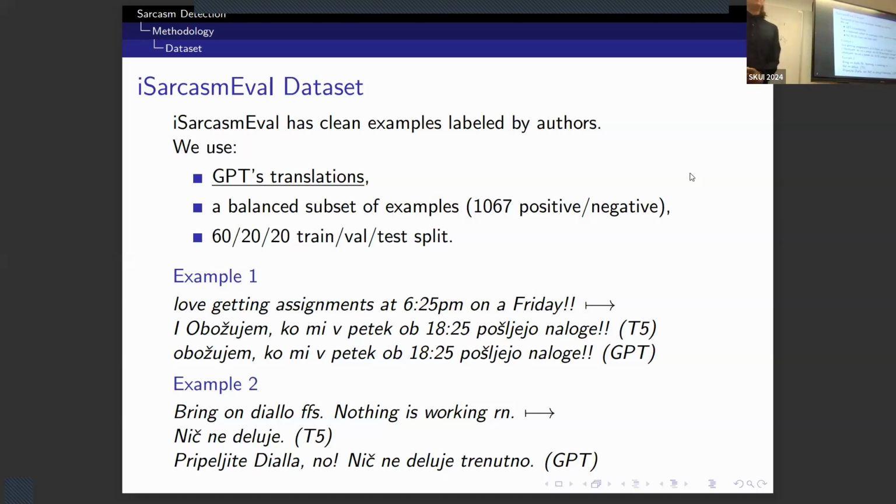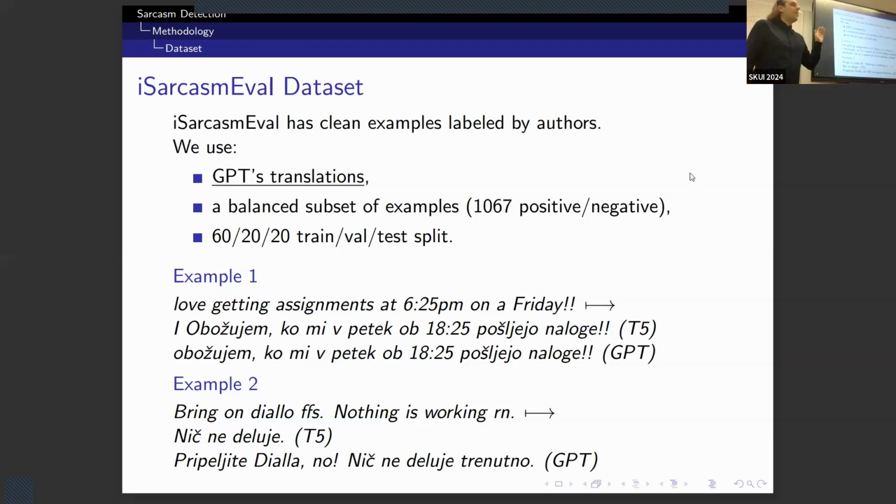Whereas the GPT model performed much better. It usually kept the structure and meaning of the original examples. And it even kept the punctuation and capitalization of letters the same. So we decided that the GPT model's translations were generally just better.